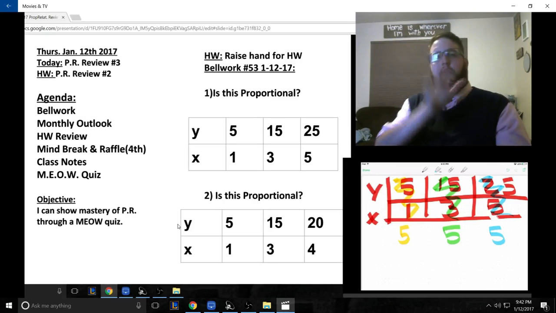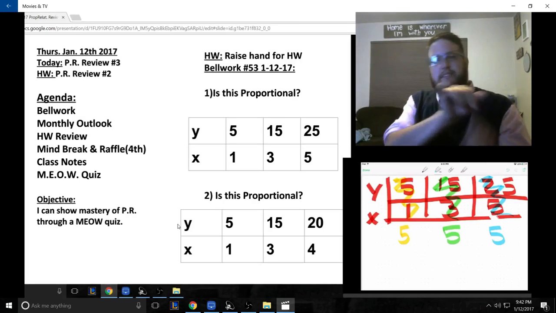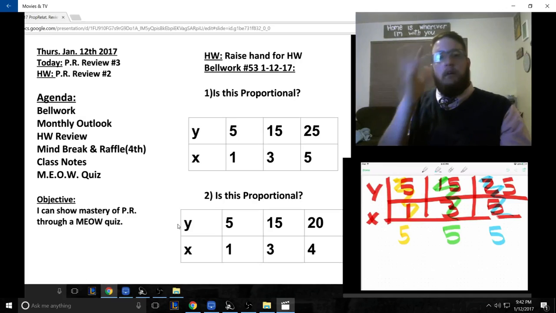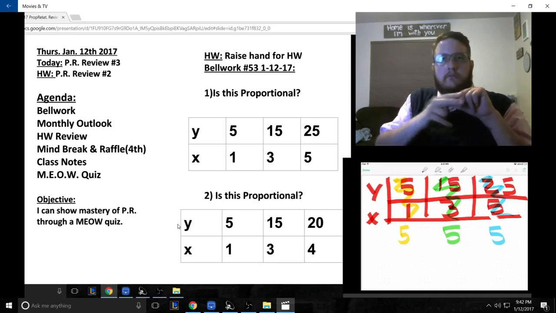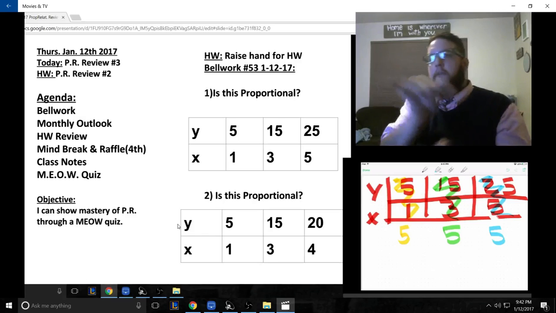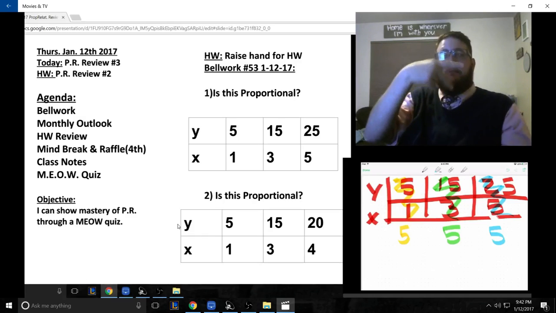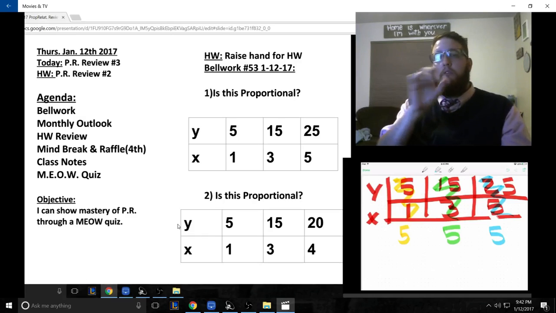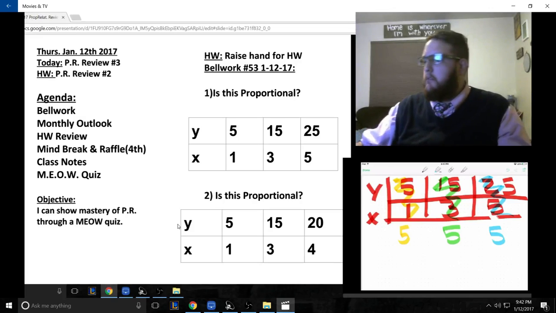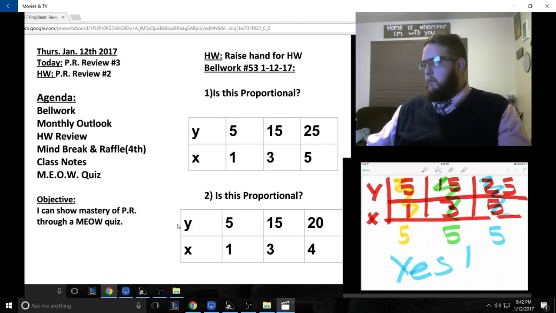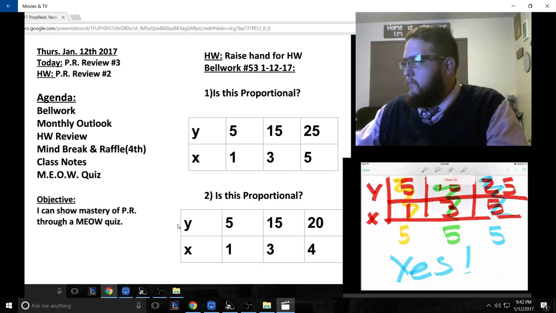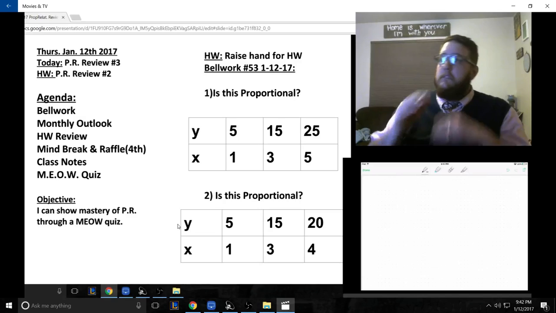Because the rates of change do not fluctuate, they don't go up or down, they're all the same number, they're all 5, then we can determine that this table does have a constant rate of change. It's going to be constantly changing by 5. If we look back in our previous lesson, the definition of a proportional table required having a constant rate of change, and this has that constant rate of change, therefore it is proportional.